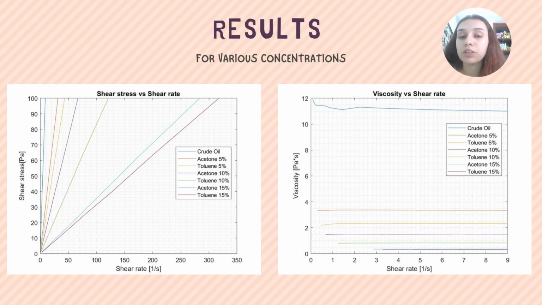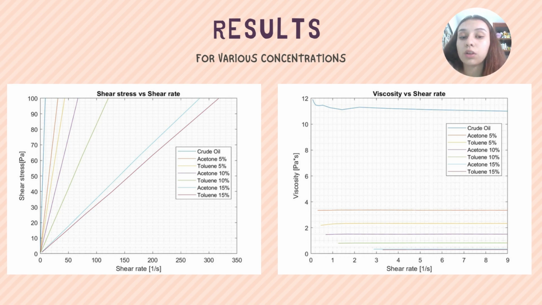Here we can see the plots that relate shear stress versus shear rate and viscosity versus shear rate for each of the samples made in practice, and we are comparing them to the oil without any solvent added. It is evident that the crude oil without solvent is 4 times more viscous than the crude oil with 5% acetone, which is the sample with added solvent with the highest viscosity value.